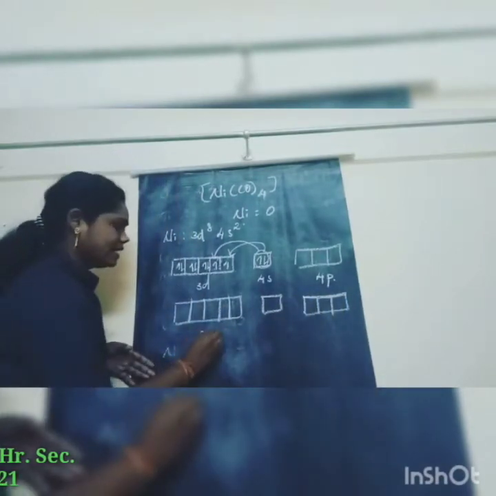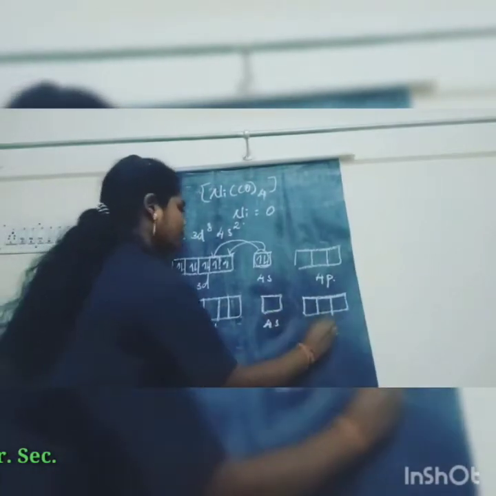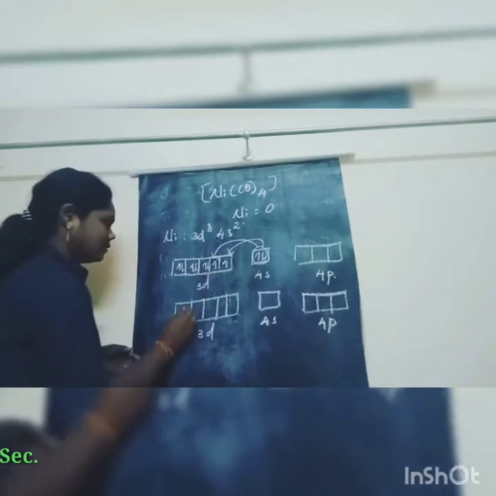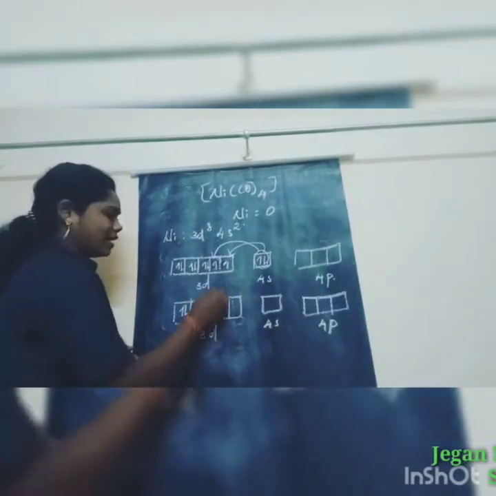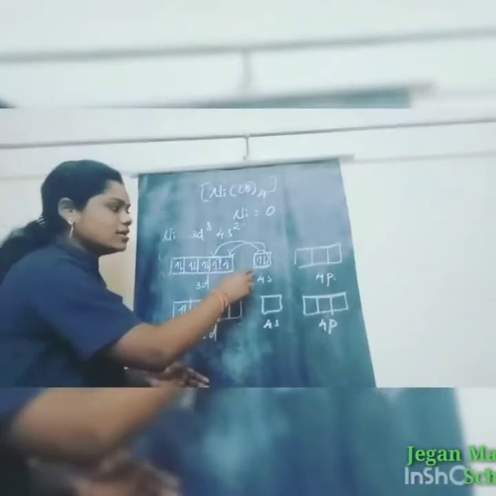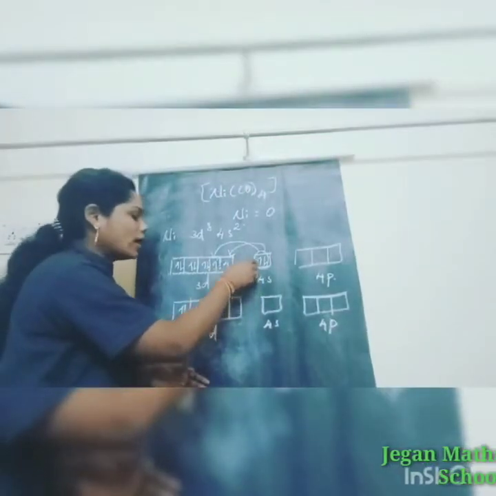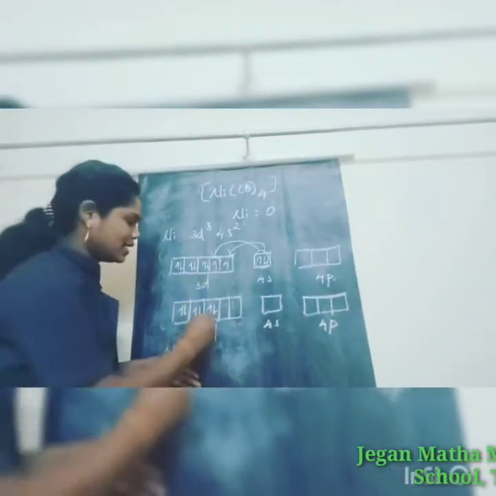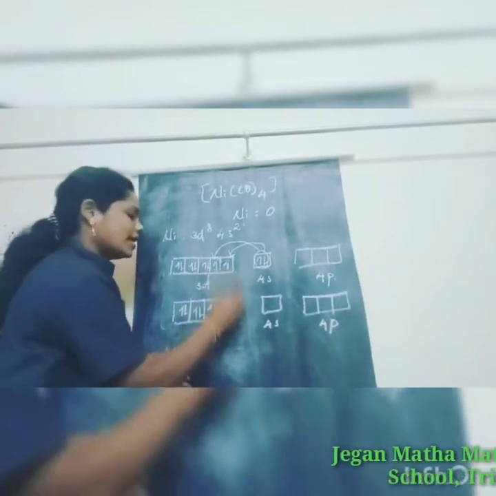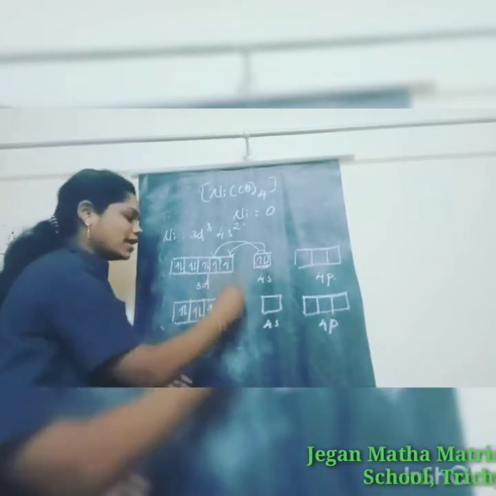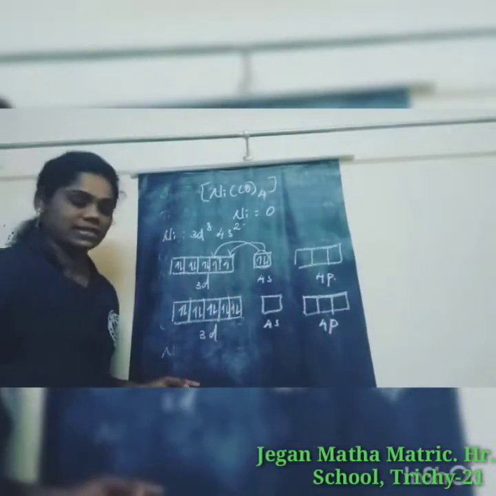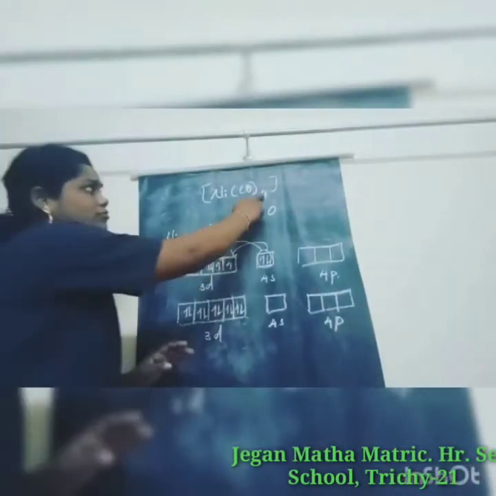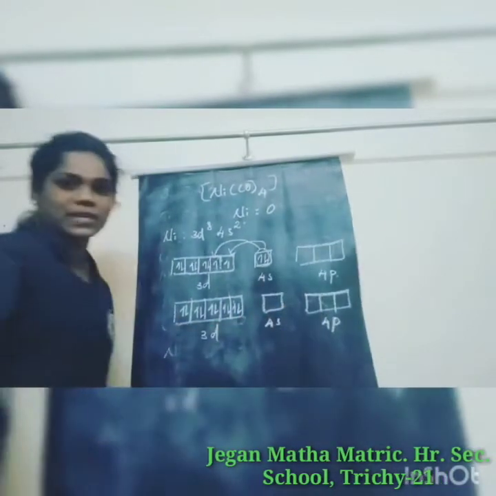Now again the same 3d, 4s and 4p. Here there is a paired electron, here also paired, and here also paired, and here an unpaired electron. The s orbital gives 1 electron to the 3d orbital, so that pairs up, and another electron is also given here, so the unpaired electrons become paired. Now there are 4 ligands here.